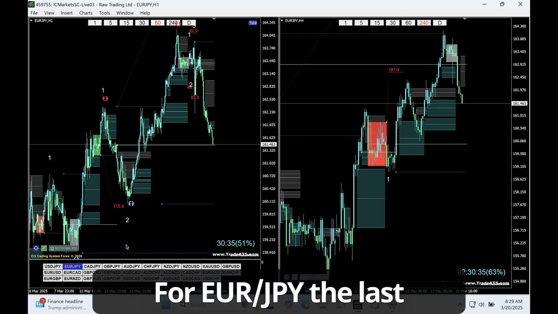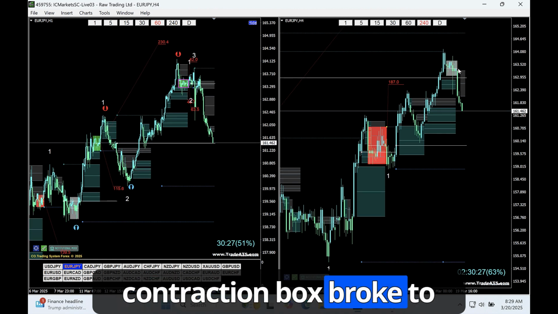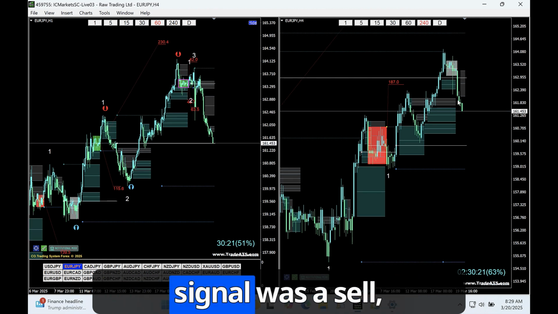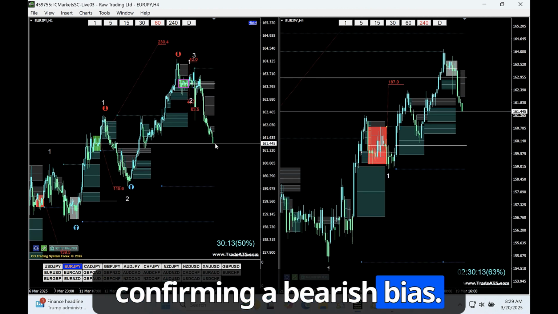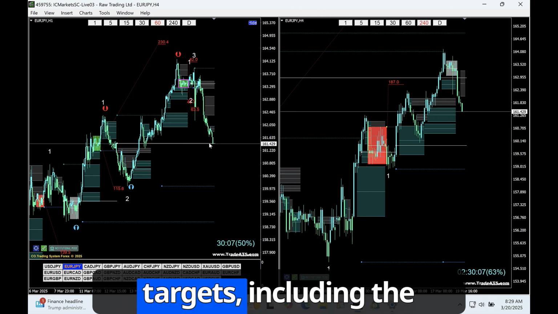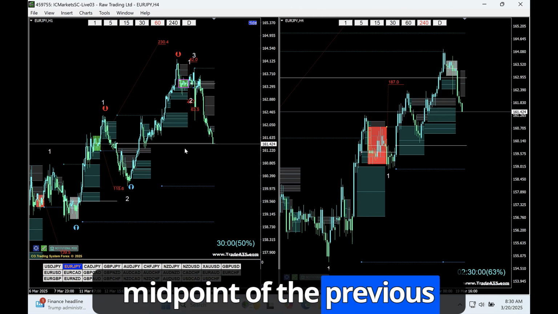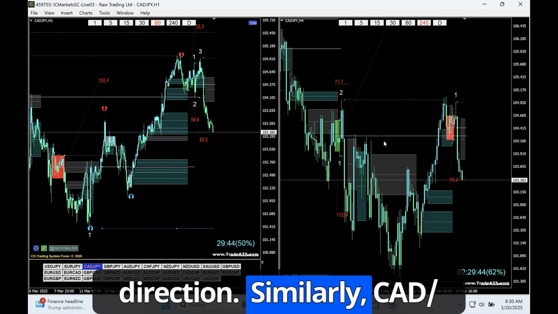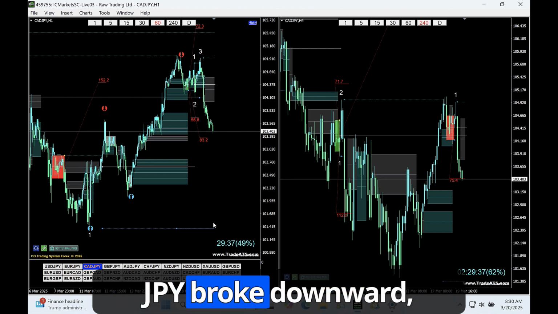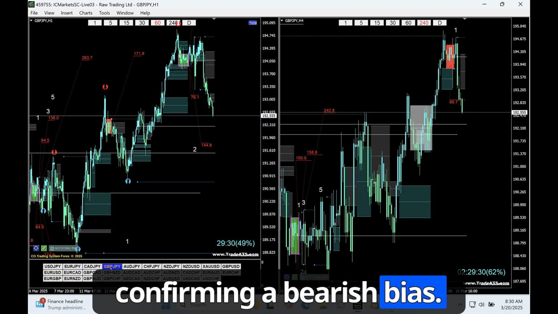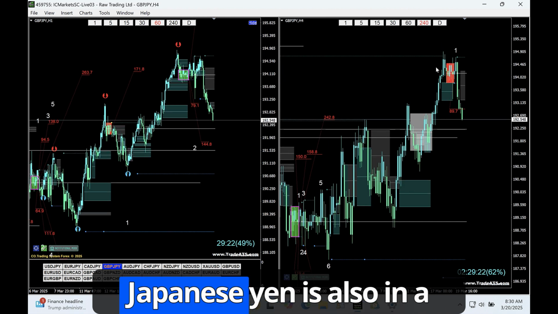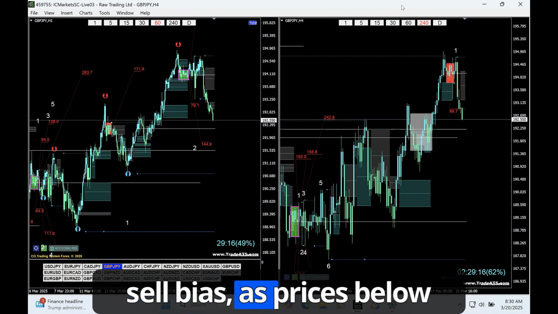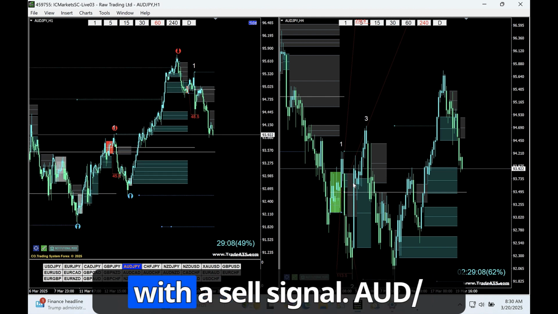For euro to Japanese yen, the last contraction box broke to the downside, and the last signal was a sell, confirming a bearish bias. The price is reaching key targets, including the midpoint of the previous contraction box, reinforcing the sell direction. Similarly, Canadian dollar to Japanese yen broke downward, confirming a bearish bias. Pound sterling to Japanese yen is also in a sell bias, as price is below the last contraction box with a sell signal.